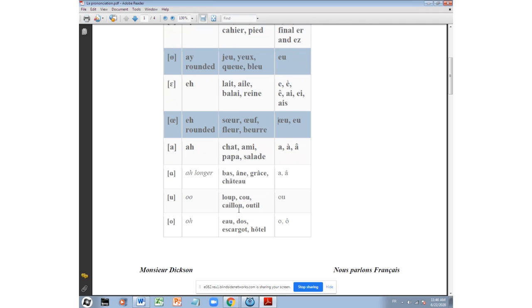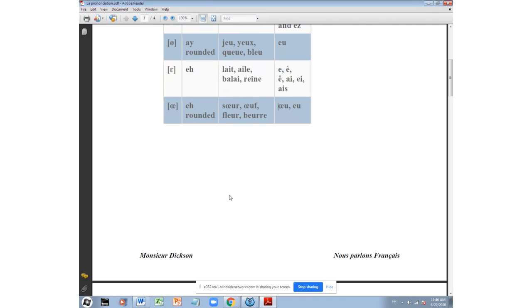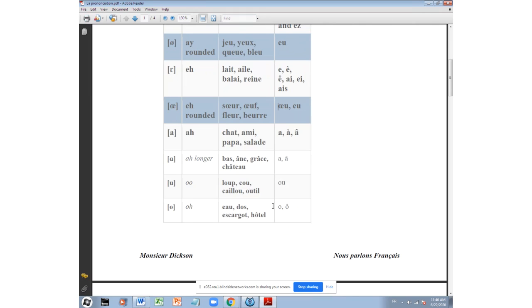Next, O. Now O, round. O. So we say the sample words we are given there. We have O, do, escargot, hotel.